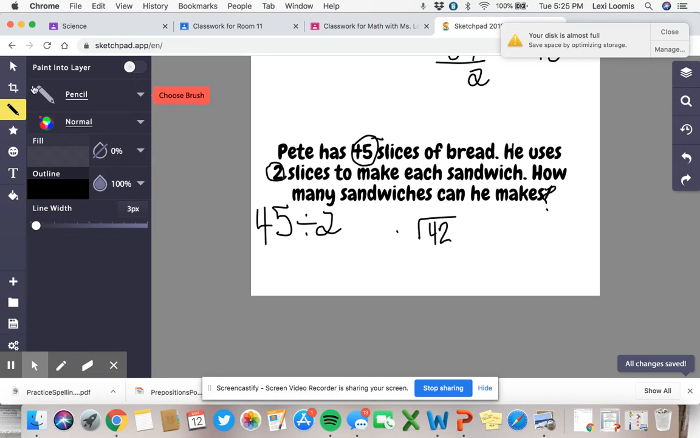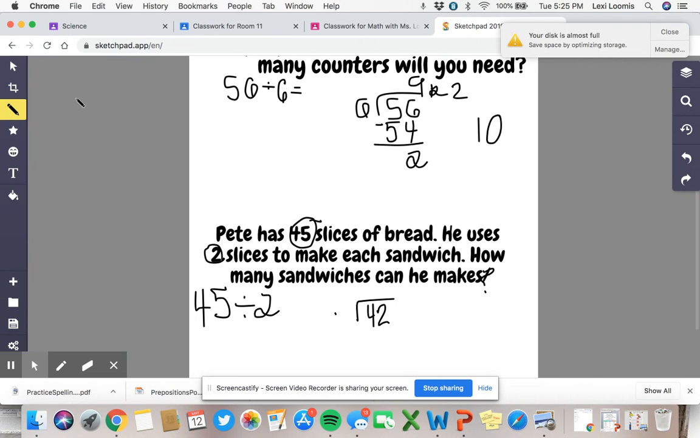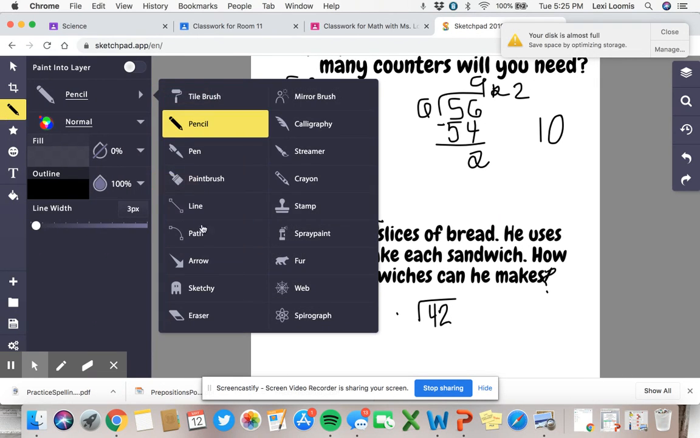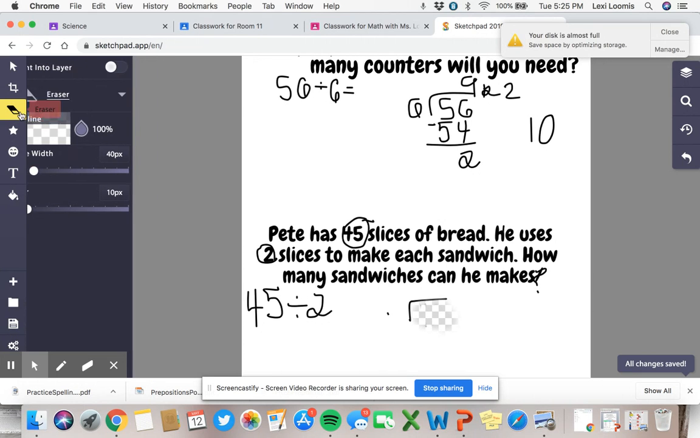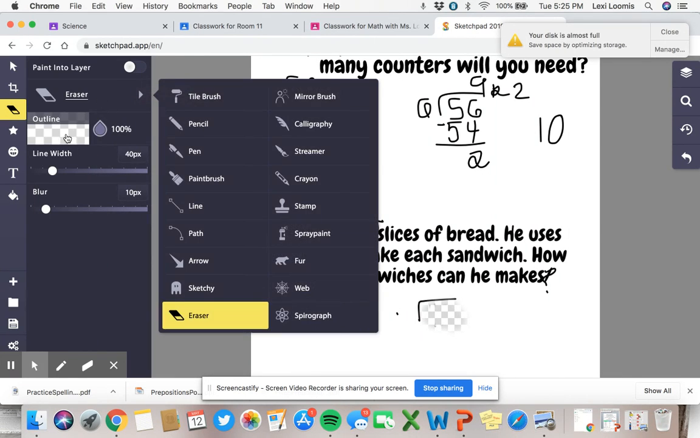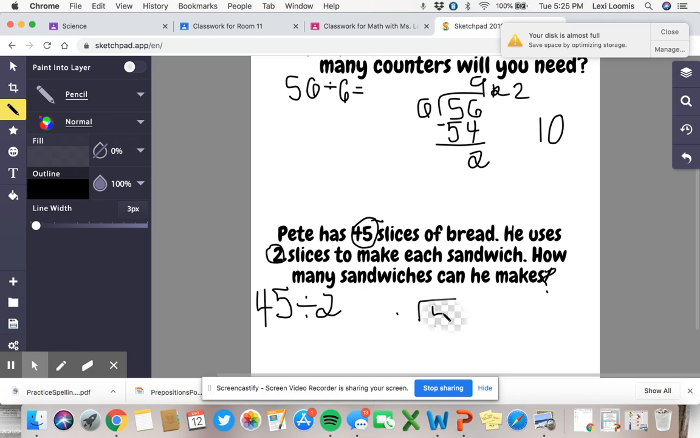45 goes on the inside of our house. I'm not sure why. Let's erase. Let's get my eraser and erase that 2 because we want to make this 45. Alrighty, so where's my pencil at? All right, so we want 45 inside of the house and 2 on the outside of the house. So we know 2 goes into 4, or 4 divided by 2 equals 2. Then we multiply 2 times 2 equals 4. We then subtract 4 minus 4 equals 0.